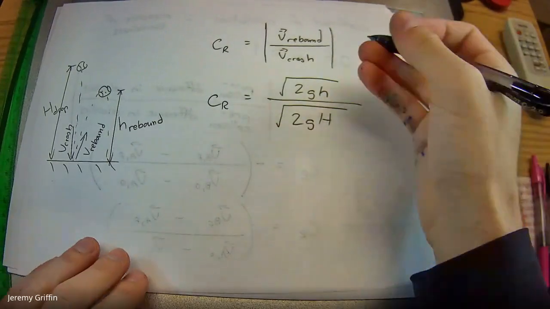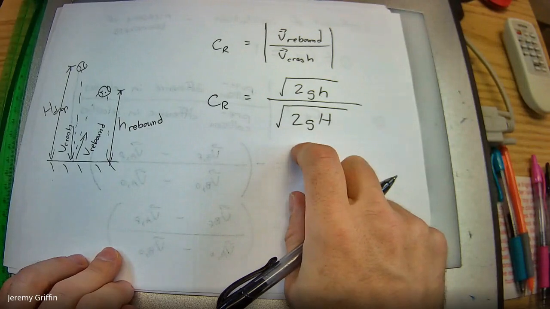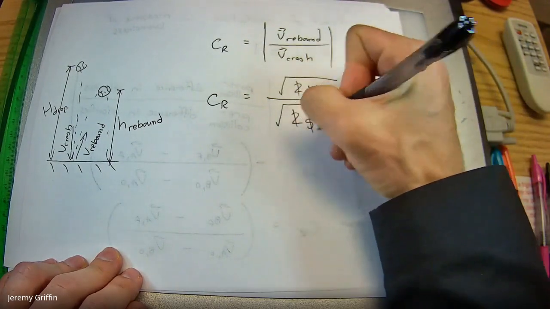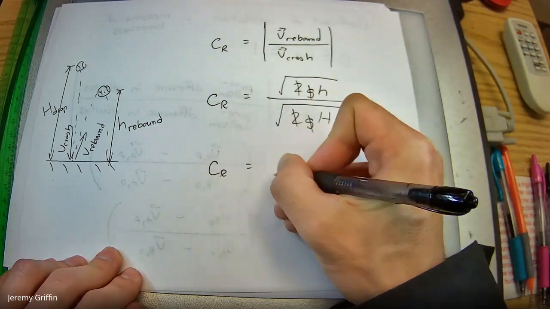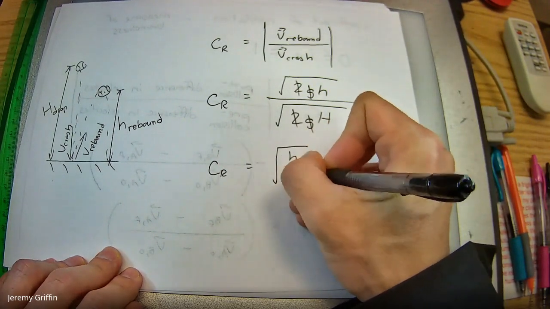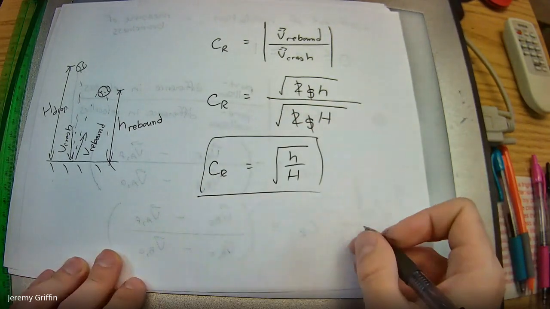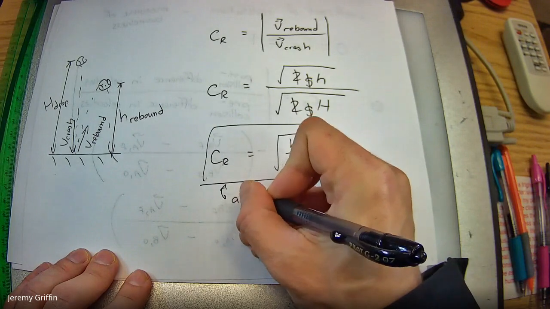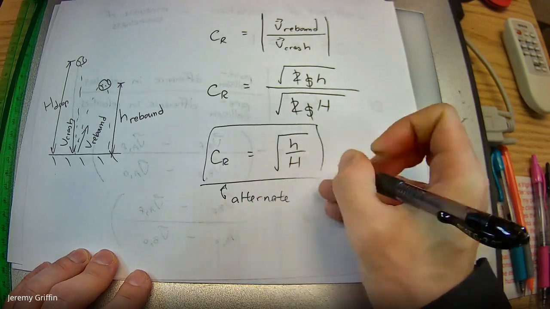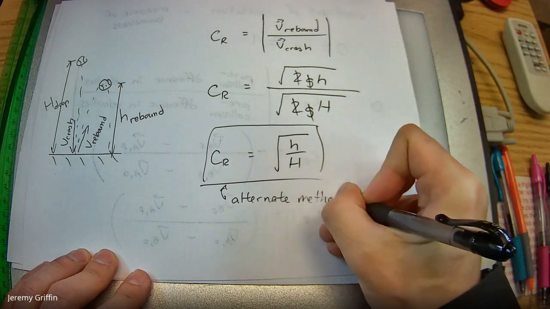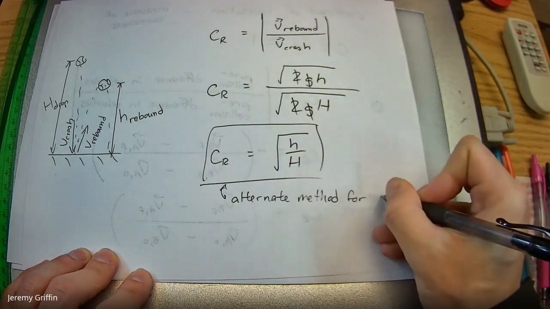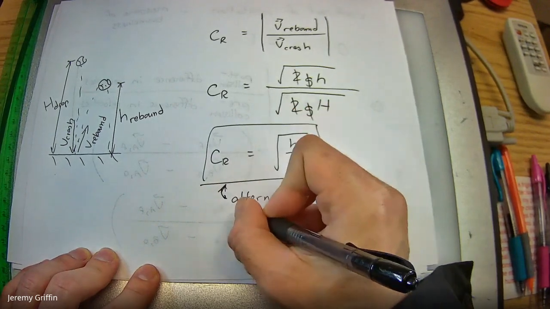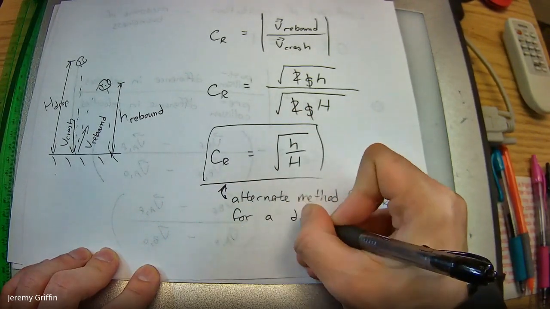And now we're applying this. What's going to cancel top and bottom? Yeah, the 2 and the g. Take a look at that. It's the square root of the rebound height compared to the drop height. Now this is an alternate method for coefficient of restitution for a dropped ball.